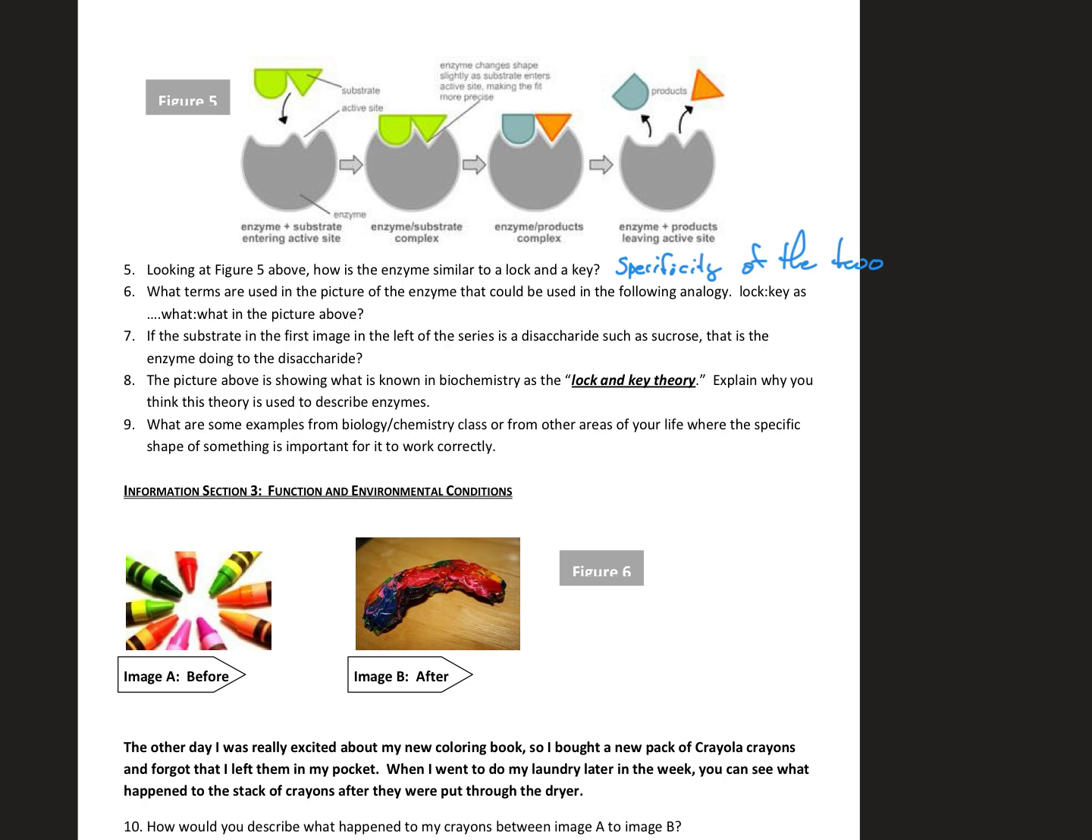What terms do they use in the picture of the enzyme that could be used in the following analogy? A lock is to key as what is to what. If a lock is to key, the way an enzyme is to substrate.